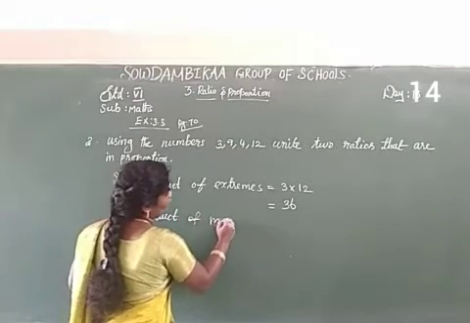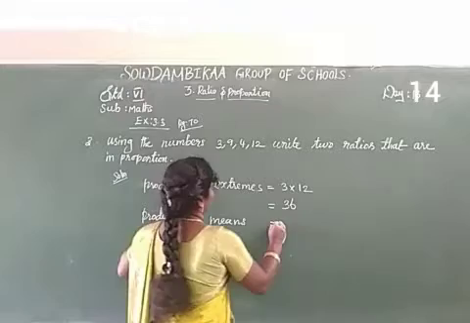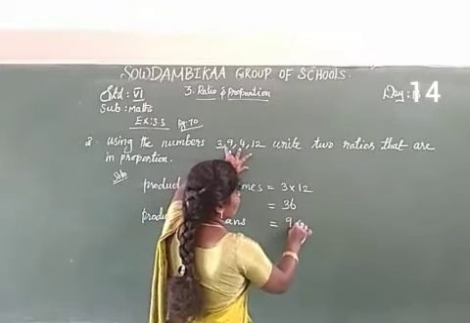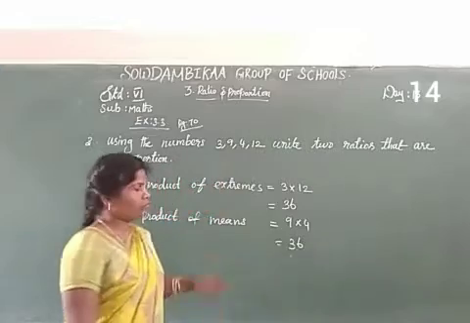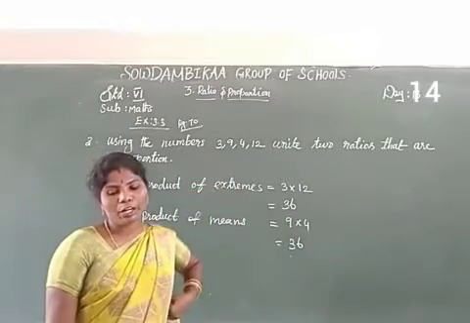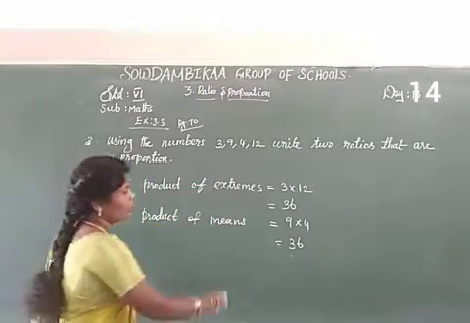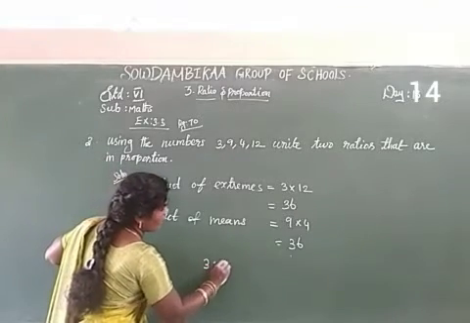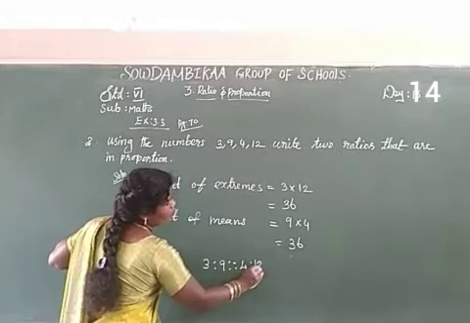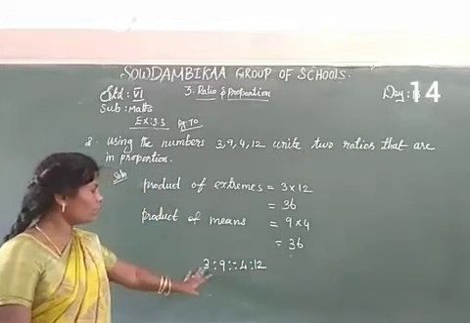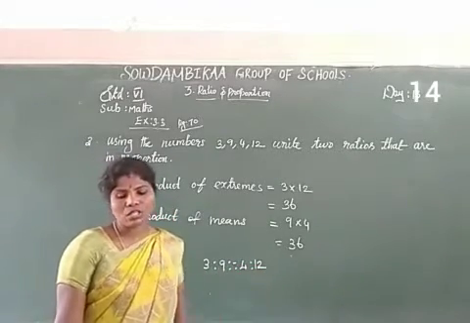Product of means: 9 4s are 36. The product of extremes and the product of means are equal. Now 3 is to 9 is equal to 4 is to 12. This is the ratio of proportion: 3 is to 9 is equal to 4 is to 12.